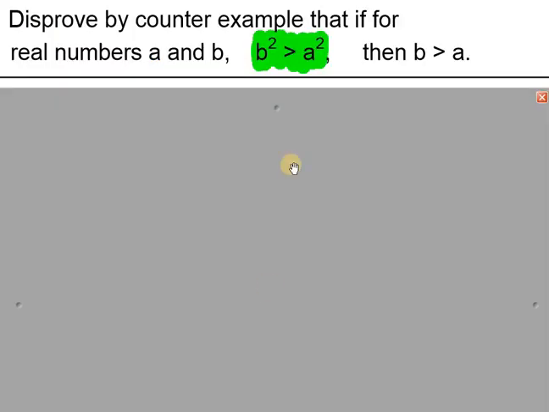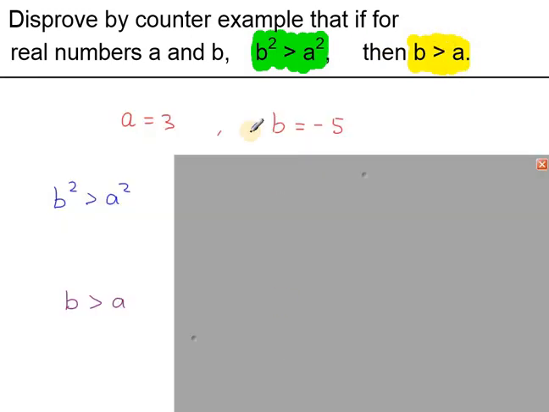Okay, this statement is saying that if b squared is greater than a squared, where a and b are just some real numbers, so if this is true, the statement is implying that b would also be greater than a. So we need to give one example where this would not be true. Okay, so I've chosen these two values for a and b.